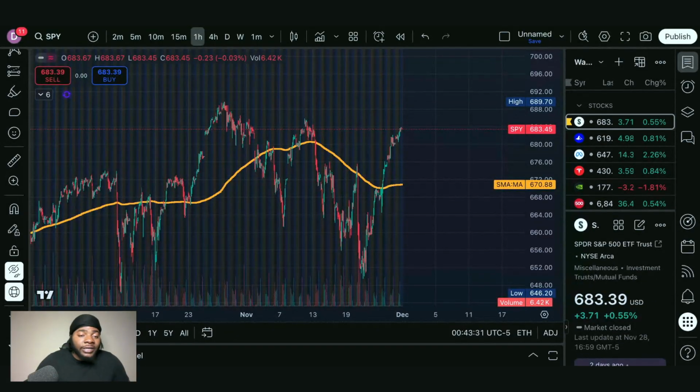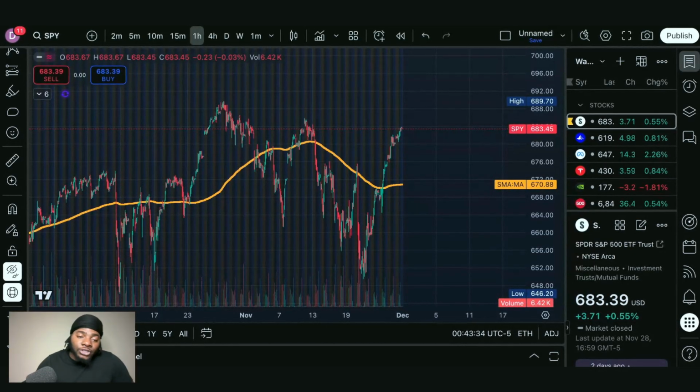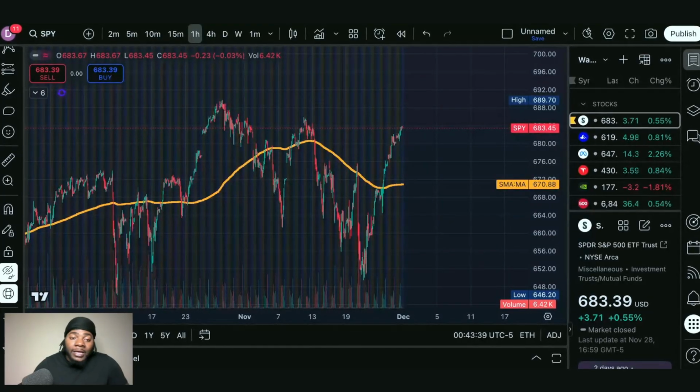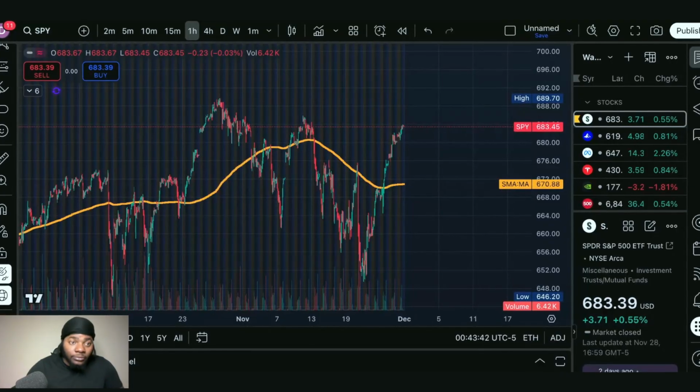So if price is below it and it pulls back towards it but struggles or wicks out, you probably want to take a short. On the flip side, if the price is above it, pulls back but holds and bounces, that's usually a cue to go long.